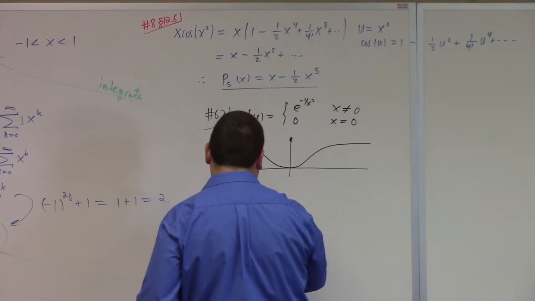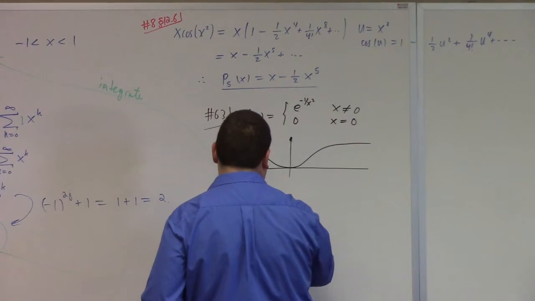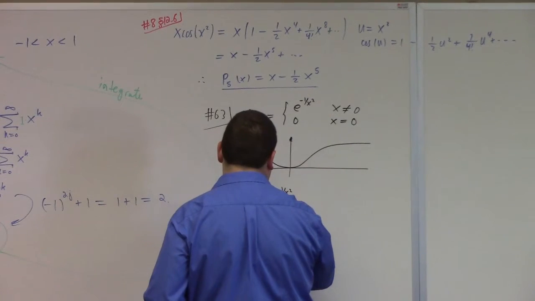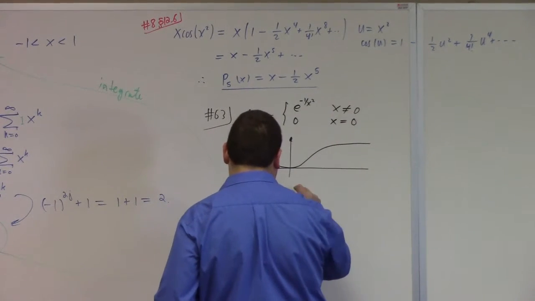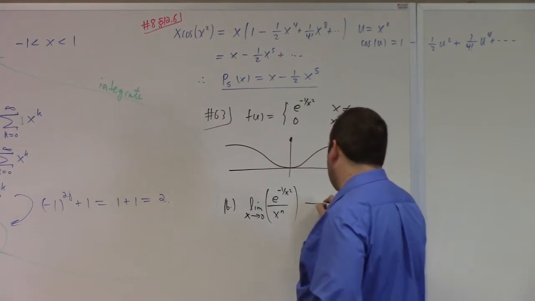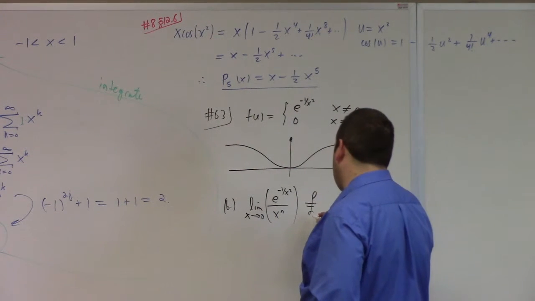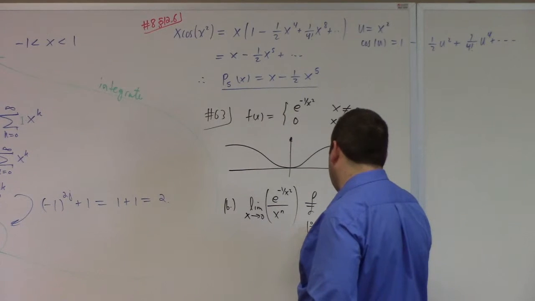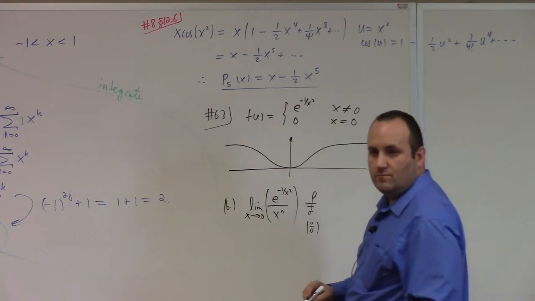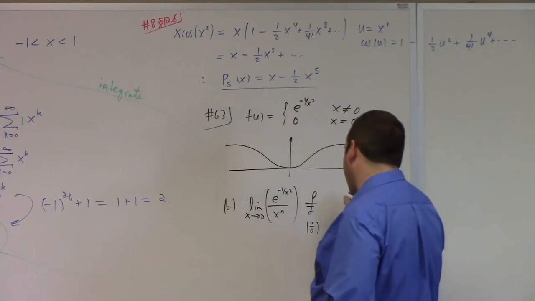Limit as x goes to 0, what was it? E to the minus 1 over x squared over x to the n, is that right? So you do L'Hopital's rule, right? This is what, infinity over infinity? No, excuse me, 0 over 0, right? So you get what?